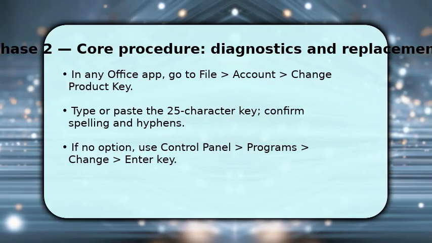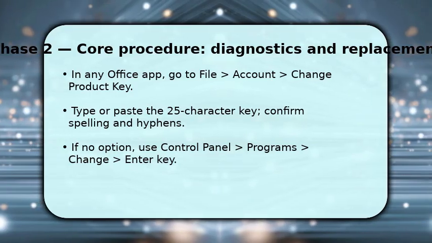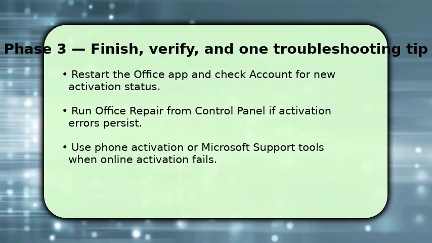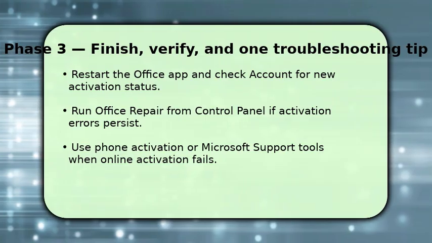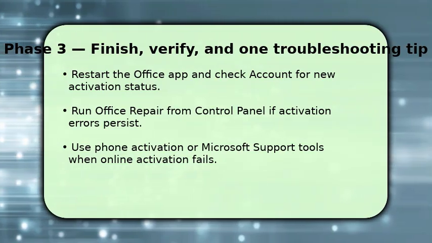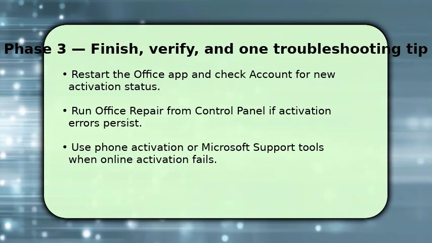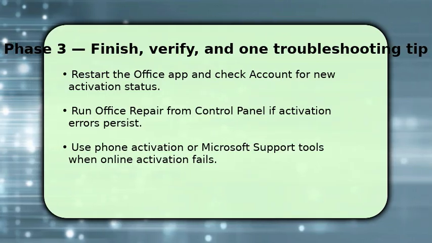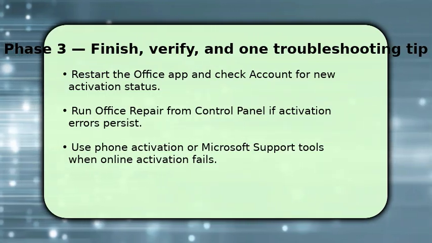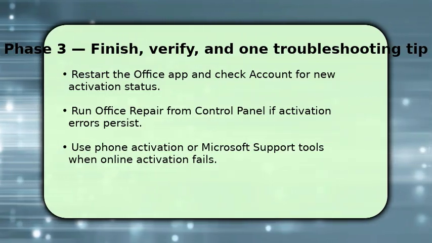Finish by restarting an Office app and verifying the account page shows the new product key or activated status. This confirms success. If activation fails, run online repair or quick repair from Programs and Features. Repair fixes registry and licensing files, which often solves errors.